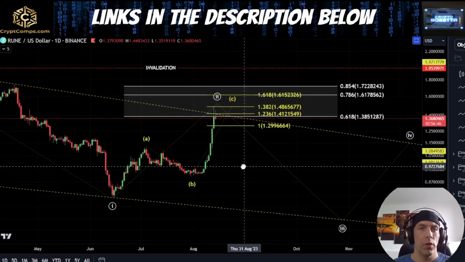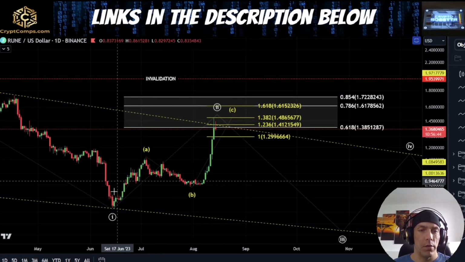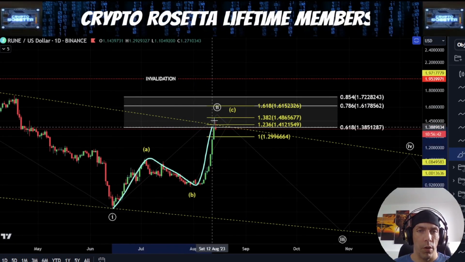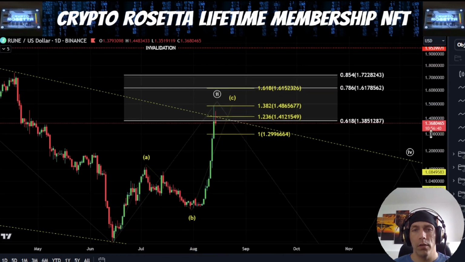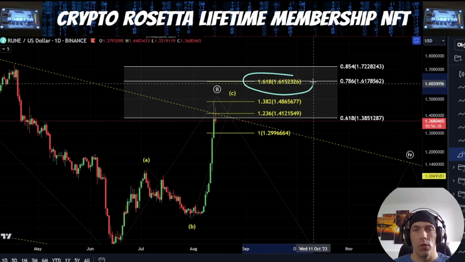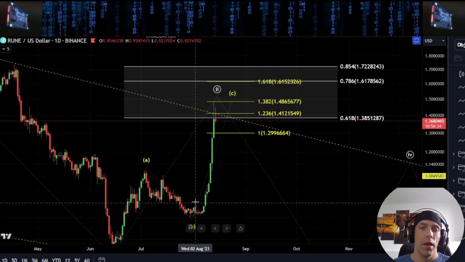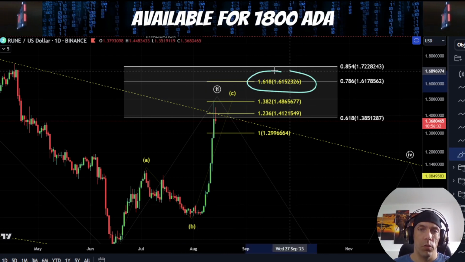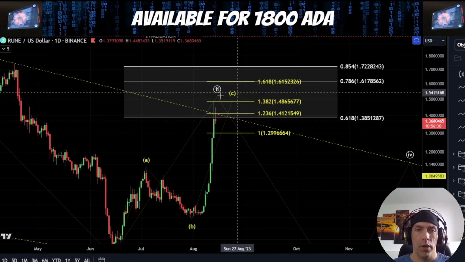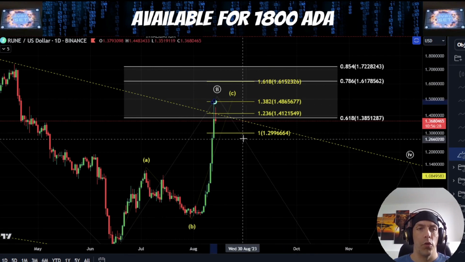Now if we were looking at this in this way, what we'd be saying is that at the moment we just have a 3-wave move to the upside. We also haven't hit this 1.618, which is the most common target for wave 3, which is sitting here at this $1.61. Now if we fail to hit this level, what we need to be careful of is that we have actually come up here and hit this 1.382.